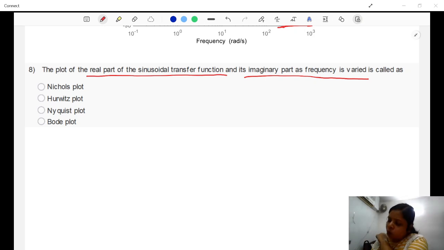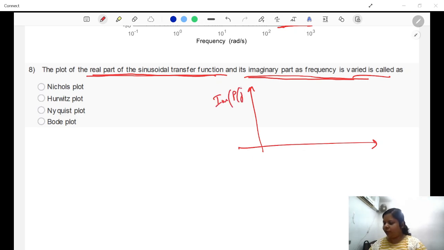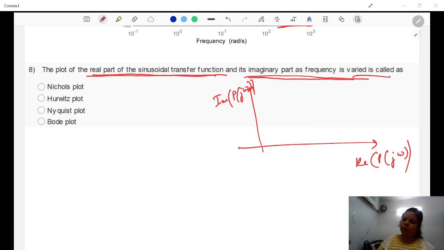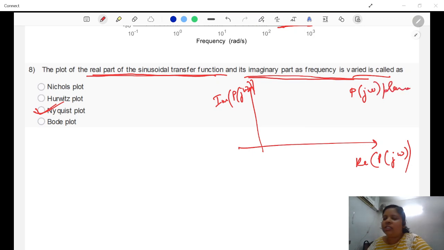The plot of the real part of the sinusoidal transfer function and its imaginary part as frequency is varied. I told you we have a plot of imaginary of G of j omega and real of G of j omega, and we'll see that it is called the Nyquist plot. We'll have many questions now related to this. And this is the G j omega plane. It's not the S plane anymore.